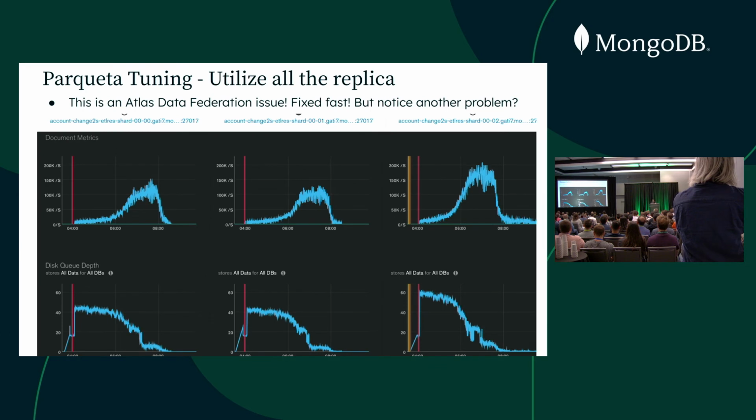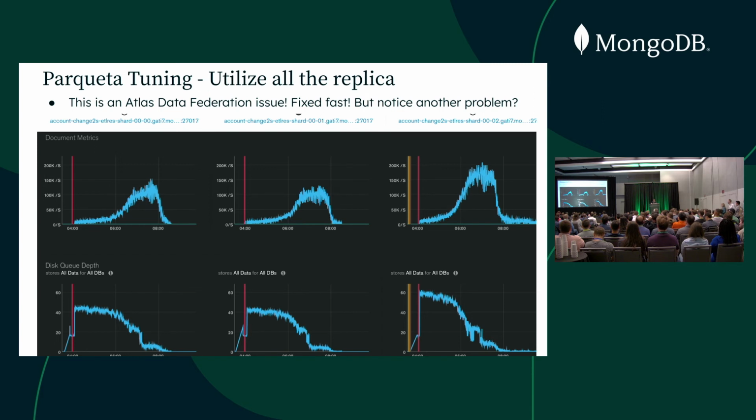So that's actually an Atlas Data Federation bug. We reported that to the team. The team is amazing. They got this fixed immediately. And after the fix, you can see all the workers are doing the job. Yeah, that also dramatically improved the performance. However, there's still something wrong.